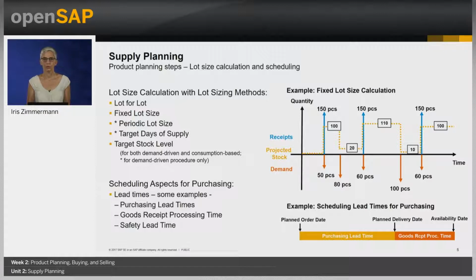To ensure on-time availability of products, a couple of lead times should be considered for scheduling. The purchasing lead time specifies the overall time needed by the supplier to make goods available at our site. The goods receipt processing time is needed for our internal processing before it can be used, for example, for goods receipt inspections. In order to come to a reliable and robust material plan, a safety lead time can be defined as a buffer taking into account potential delays.